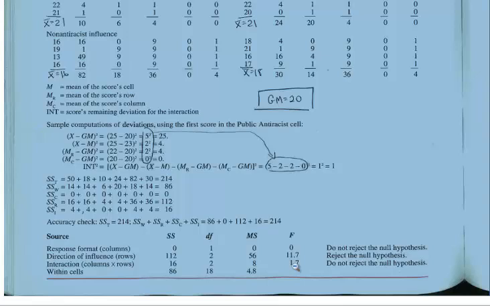We compare these calculated F values to our critical F value, and we find that the only effect for which we reject the null hypothesis of no difference in means between groups is for the rows.